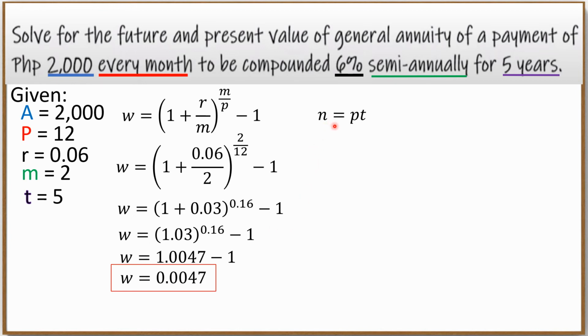Now let us have the N. When you say N, we just multiply the period times the term. So 12, that is our P, times 5. And that is equal to 60.